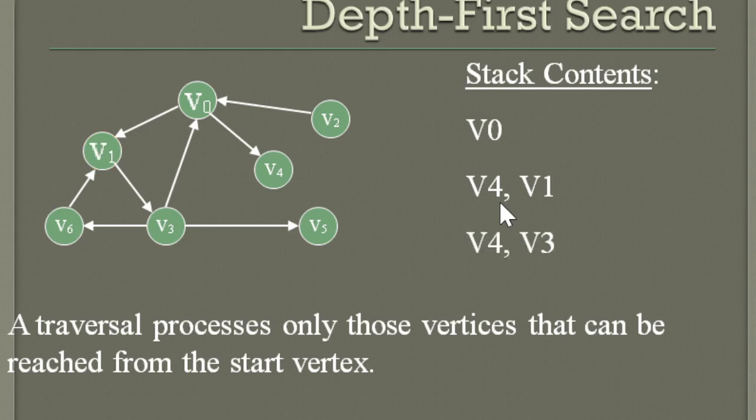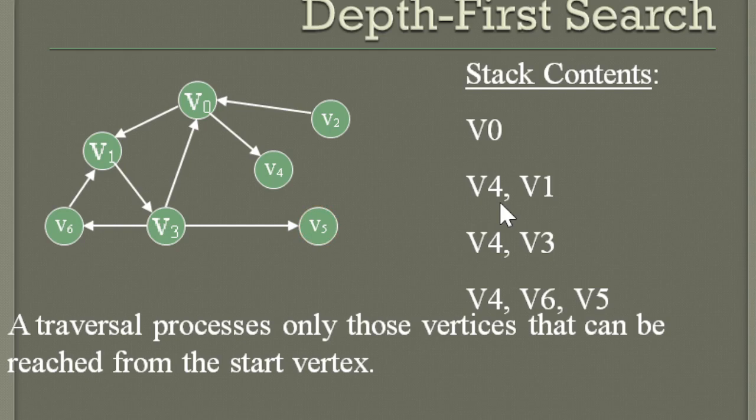So the stack has V4 and V1. Next, V3 is selected. The adjacent nodes of V3 are V6 and V5. So V6 and V5 are pushed into the stack. The stack content is V4, V6 and V5. Then let us consider the node V5. V5 is the terminating node. All the adjacent nodes of V5 are also pushed into the stack. Then V5 is popped from the stack. The stack now has V4 and V6.